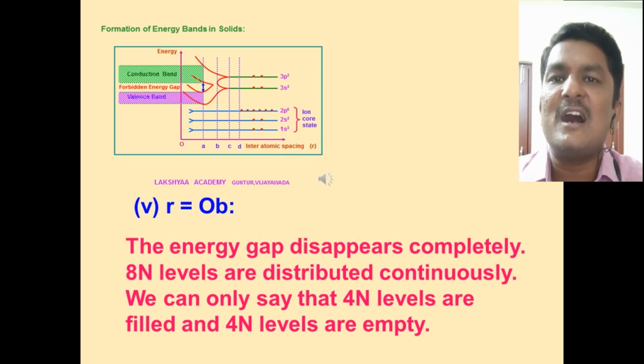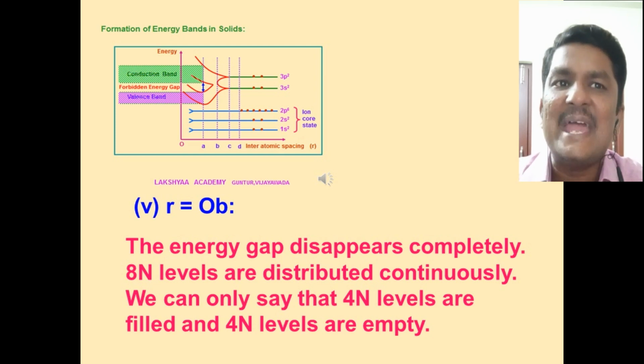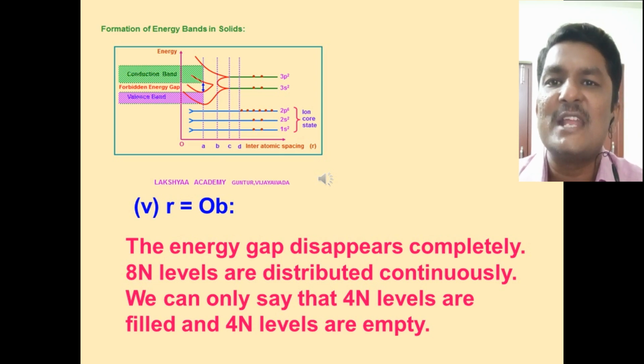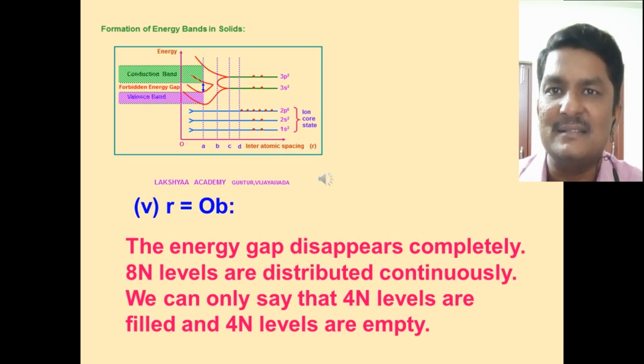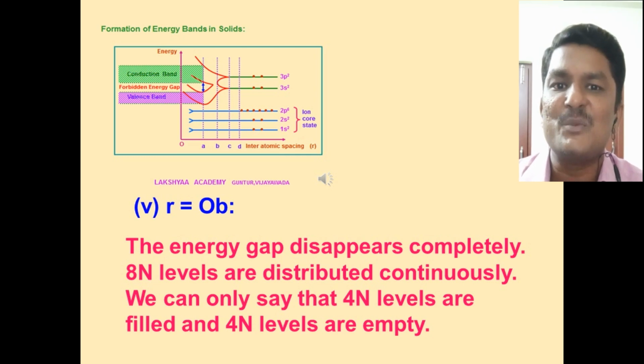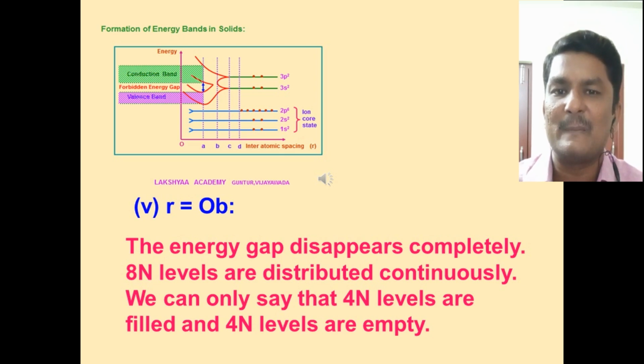And fifth case, when R equals OB, the energy gap disappears completely. 8n levels are distributed continuously. We can only say that 4n levels are filled and 4n levels are empty. Out of all 8n levels, 4n are completely filled and 4n levels are empty. So all the energy levels are distributed equally. The energy gap disappears. There is no energy gap.